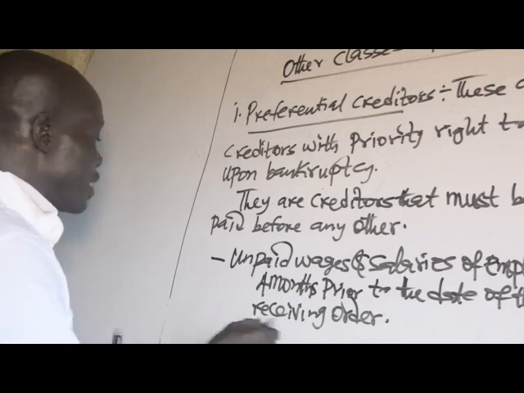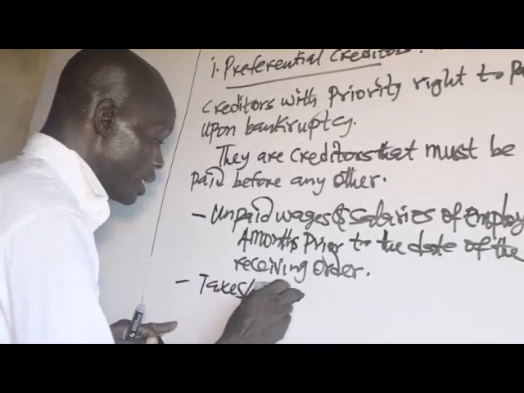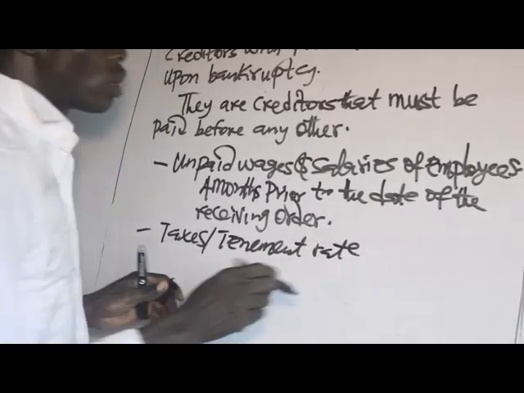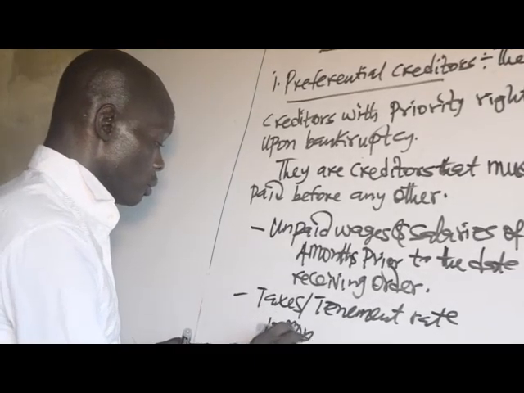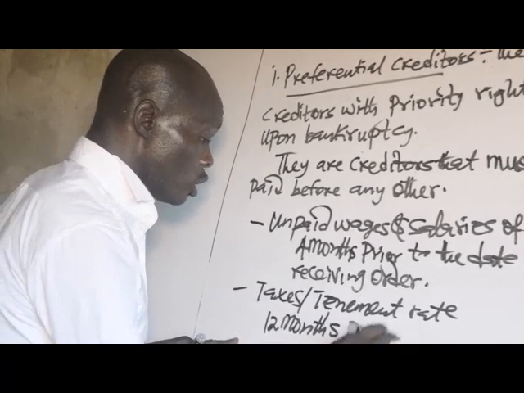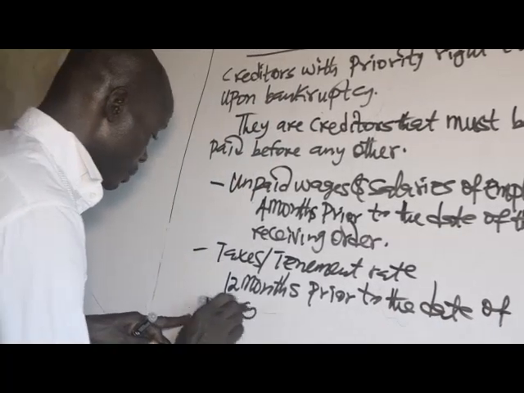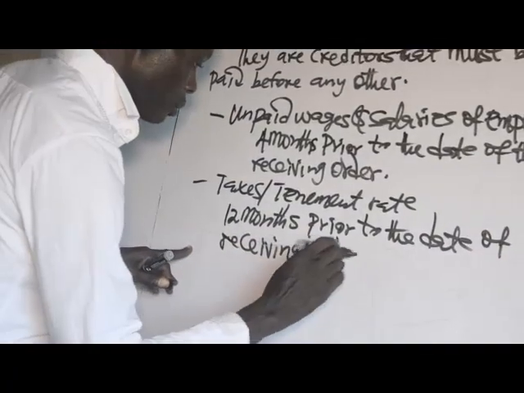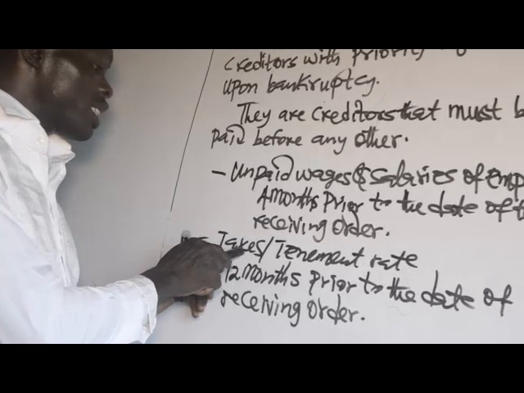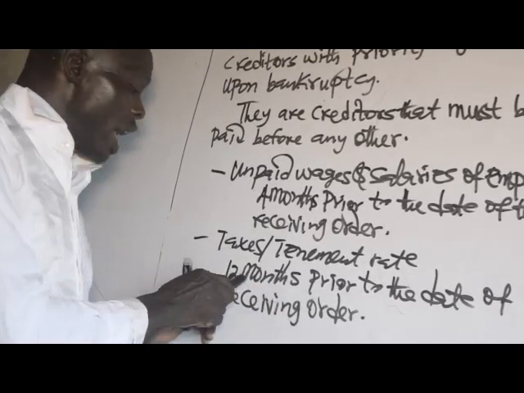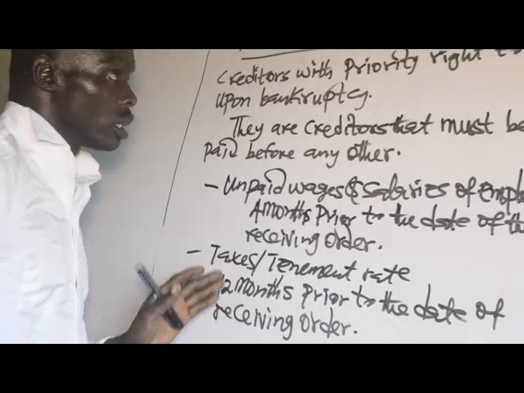They also have taxes or tenement rate due to government, 12 months prior to the date of the receiving order. That means any outstanding or accumulation of taxes whose payment periods exceeded 12 months to the date of the receiving order, those ones will be ranked as unsecured creditors.